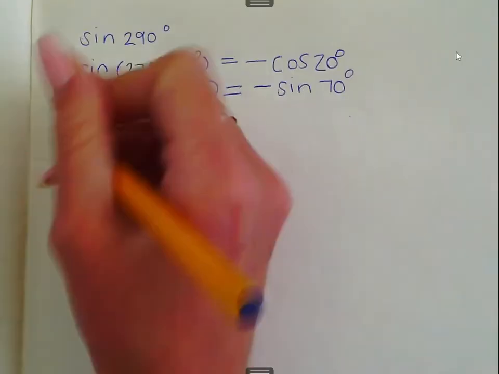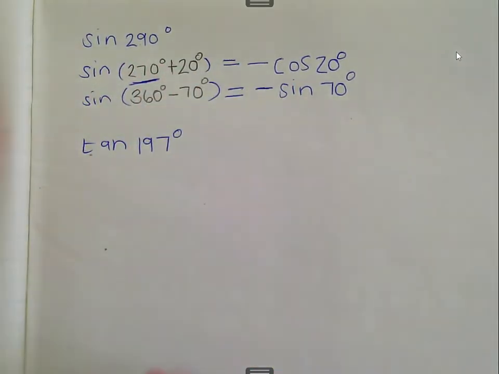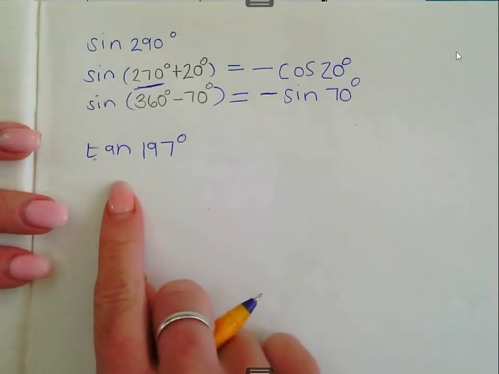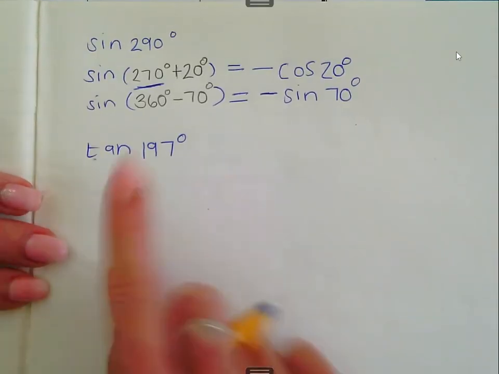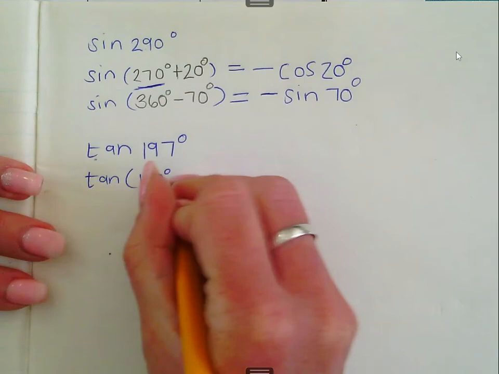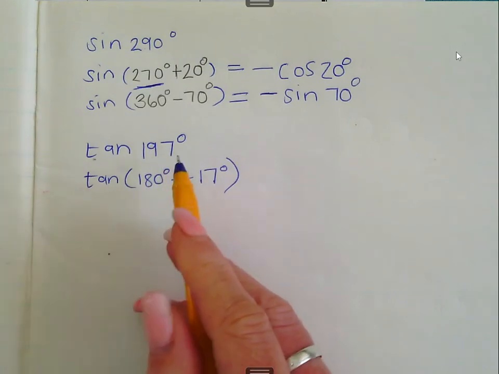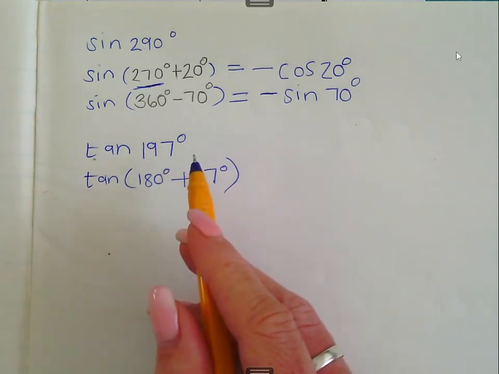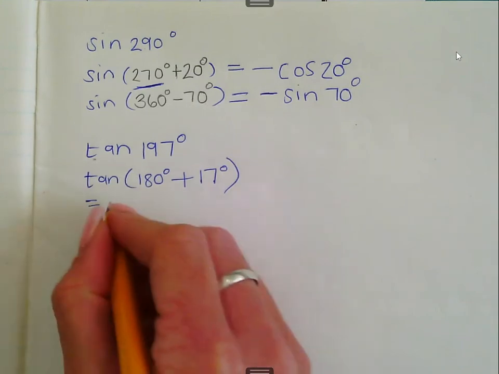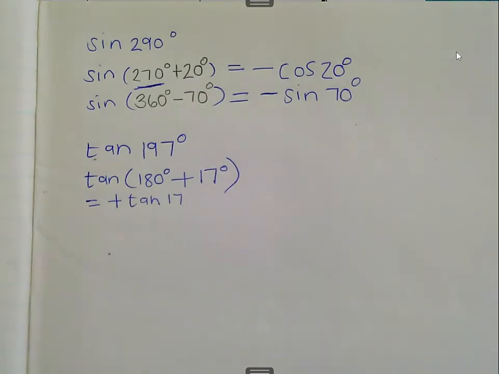I'm going to take the next one. This is a very easy one. It's tan, so we know tan can't be co, right? But you can see that's not reference. 197. How can I write it? Tan what? 180 plus, which quadrant? Third. What is tan in the third? So it's positive tan 17. That means that the tan of 197 will give you the exact same answer as the tan of 17.